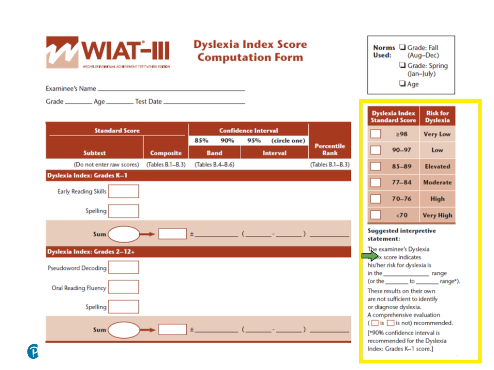This is a computation form that you will get in the manual. It's the WIAT-III dyslexia computation form. On the right-hand side, in the yellow box, you can see the indications of that risk level. As I mentioned before, 89 and below is considered an elevated risk. And you can see all the way down that if a child gets below 70, their risk would be very high. So as we move further and further down the standard score bell curve, we would consider those kids to be more at risk for dyslexia.